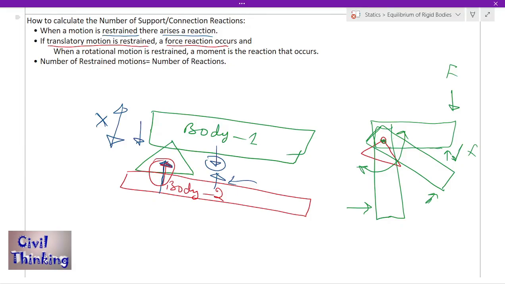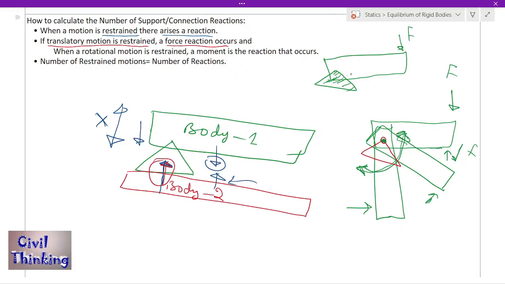So now let me restrain this. Let me close this pin. Initially it was a pin, allowing the motion. Remember, when the motion is allowed, there is no reaction. When the motion is restrained, there is a reaction. Now there is no pin, it's fixed everywhere, and you apply a force here.